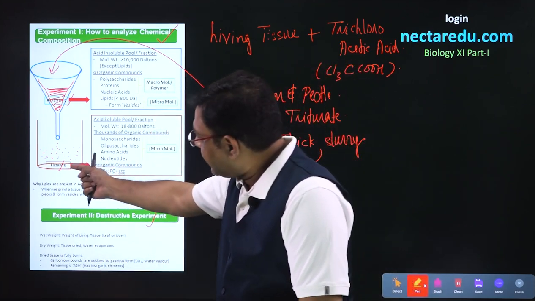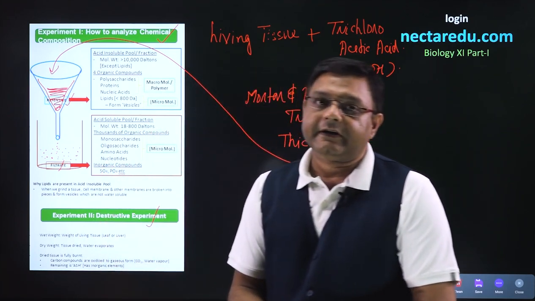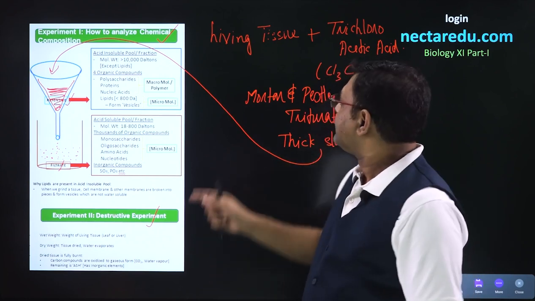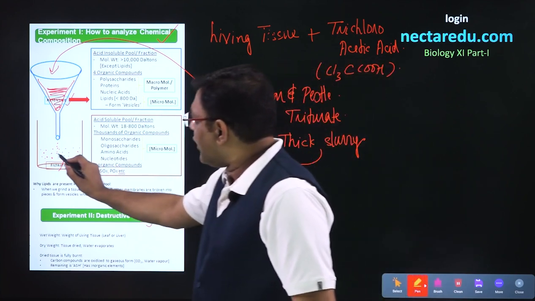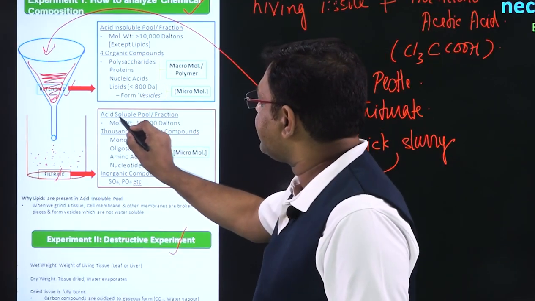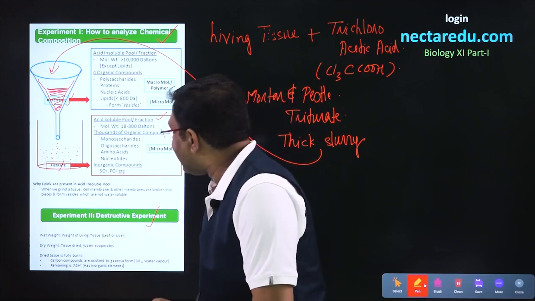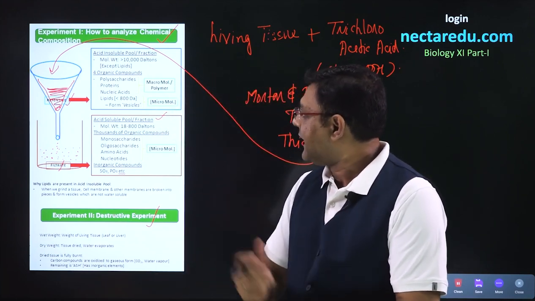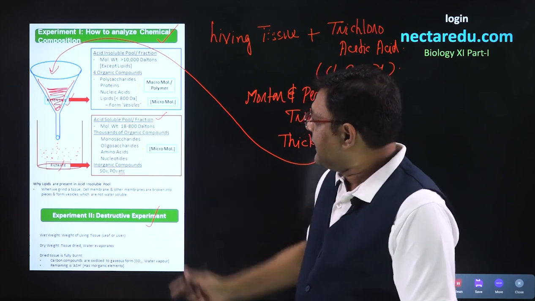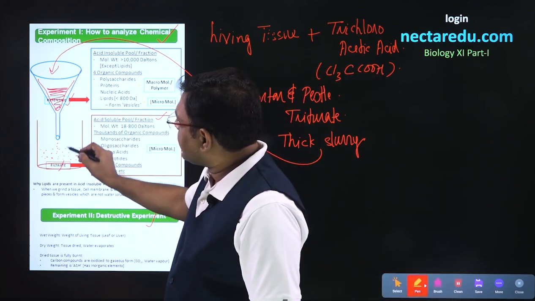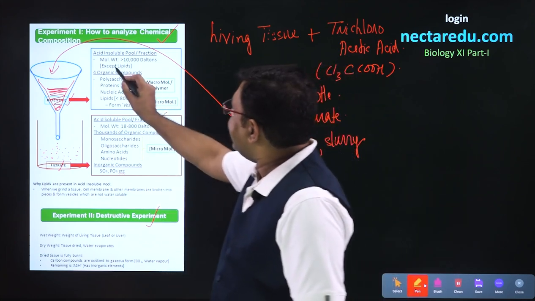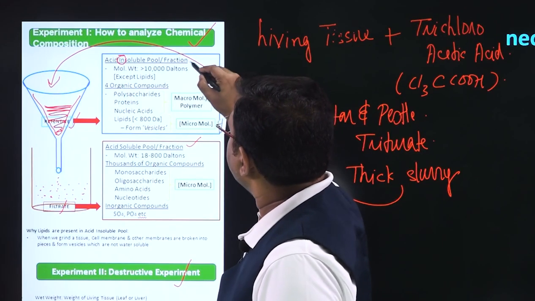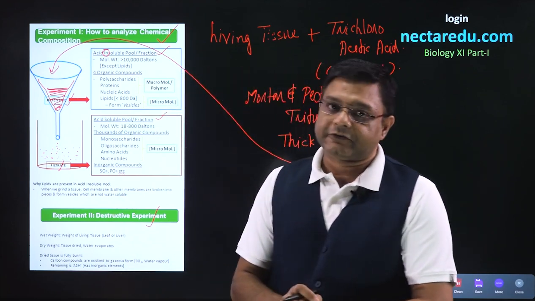Now the part that has come down, that is the filtrate, it is that part which became soluble in this trichloroacetic acid. So we will call this particular part as acid soluble pool, acid soluble fraction or even acid soluble part. The part which has not come down and has remained above in the form of retentate, it is the acid insoluble pool or acid insoluble fraction.